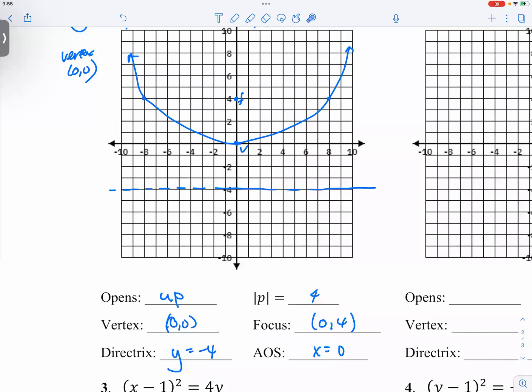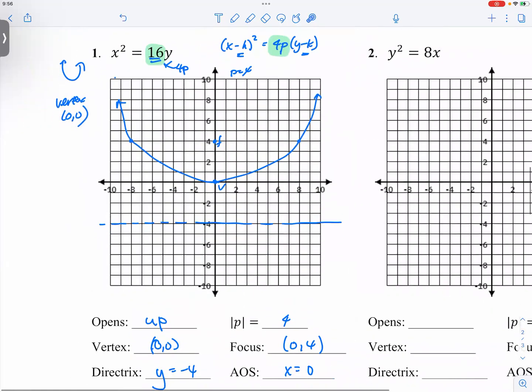But you have to tell yourself that, wait, hold on, this is not x equals -4, because that -4 is your y value. So this line right here should be y equals -4, not anything else. The axis of symmetry, it's the y-axis, but it's x equals 0, because every single point on this line, x is equal to 0.